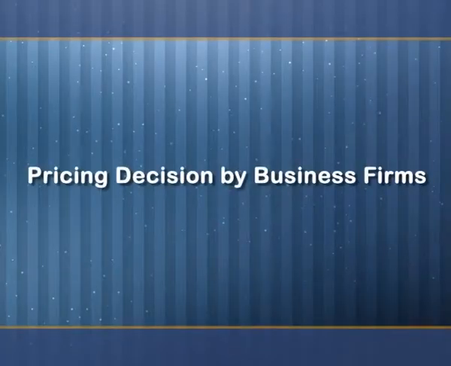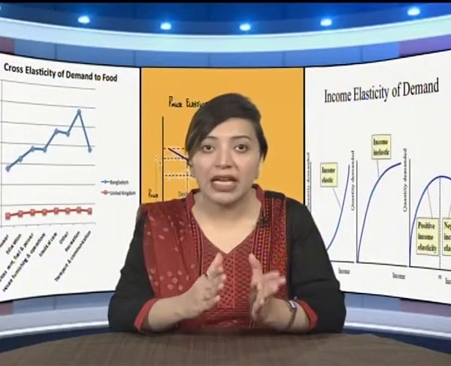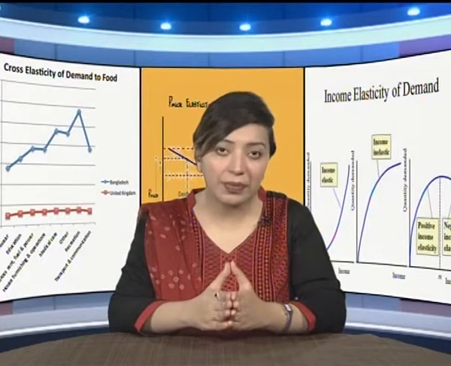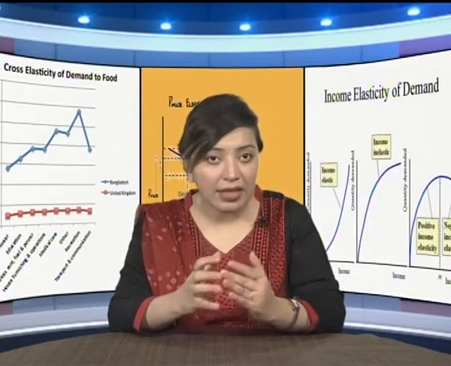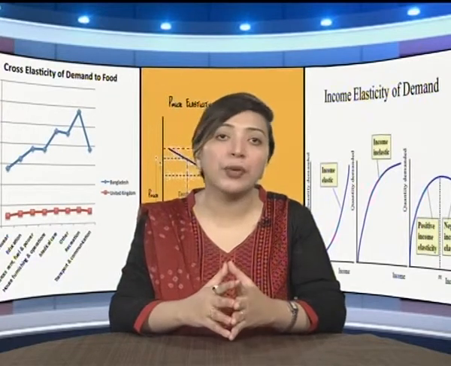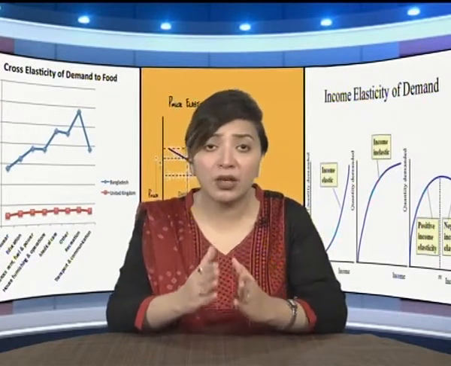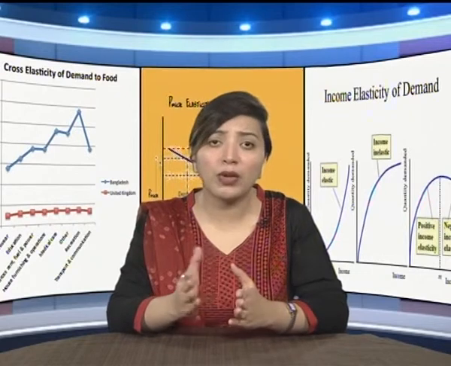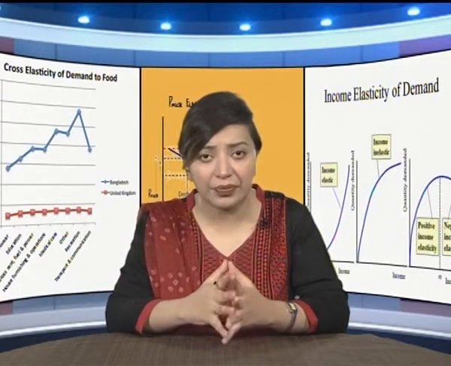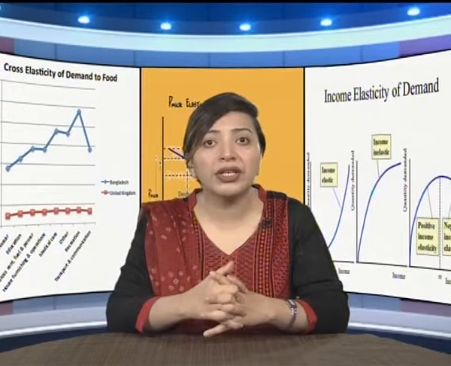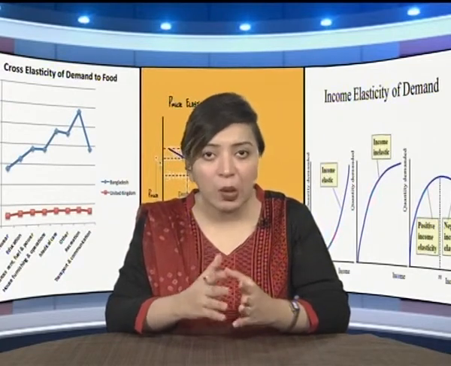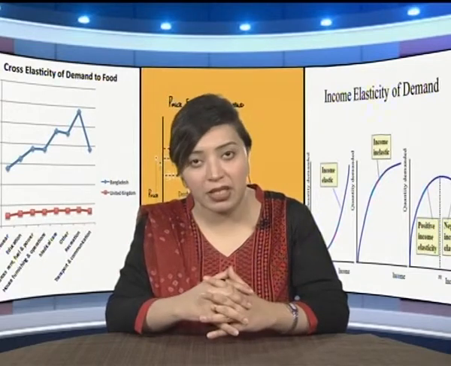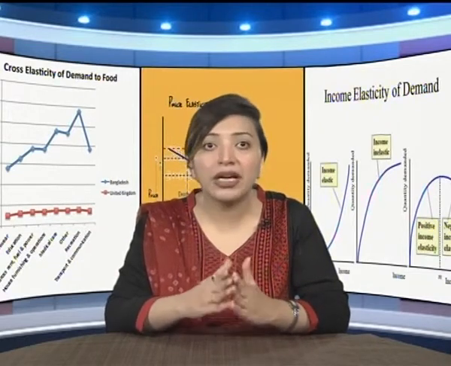First one, pricing decision by business firm. The business firms take into account the price elasticity of demand when they take decisions regarding pricing of the goods. This is because a change in the price of a product will bring about a change in the quantity demanded depending upon the coefficient of price elasticity. This change in quantity demanded as a result of, say, a rise in price by a firm will affect the total consumers' expenditure and will therefore affect the revenue of the firm.